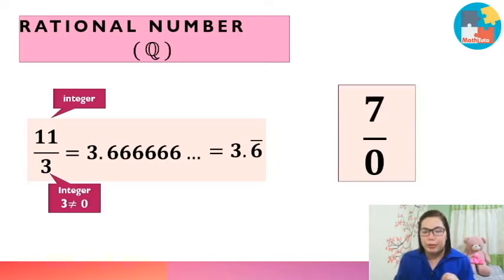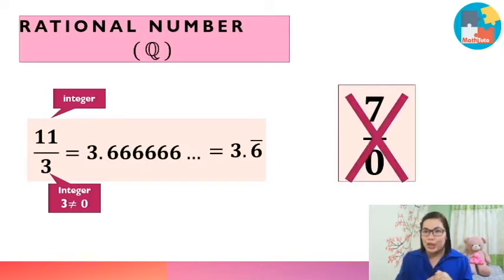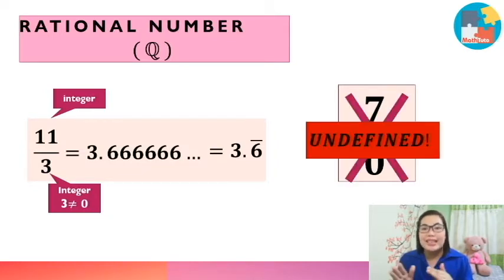How about 7/0? So, 7 is an integer, 0 is an integer. However, based on the definition, second condition na ni, dapat ang imohang denominator, dili siya equal to 0. In this case, 0 ang atong denominator. Therefore, we cannot consider this one as a rational number. In fact, this is undefined. So, nganong na-undefined man pod ni siya nga number? Again, we will have a separate video tutorial paunsa mahimong undefined ang usa ka numero.